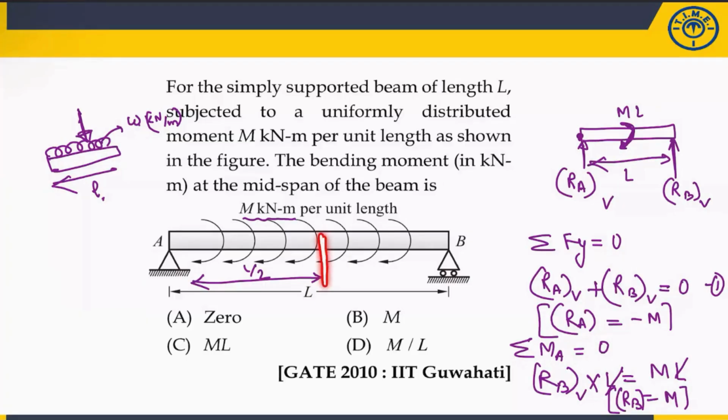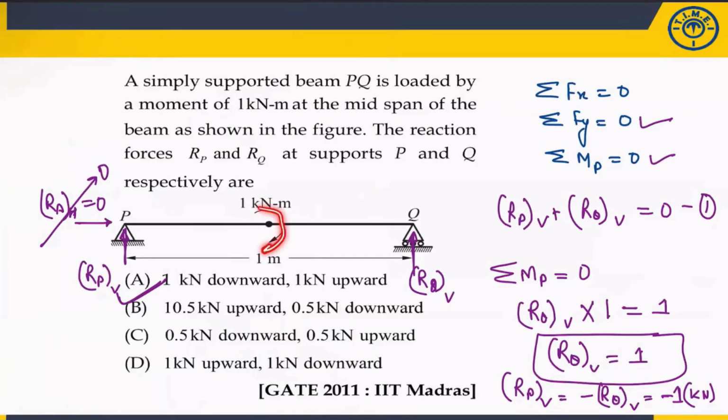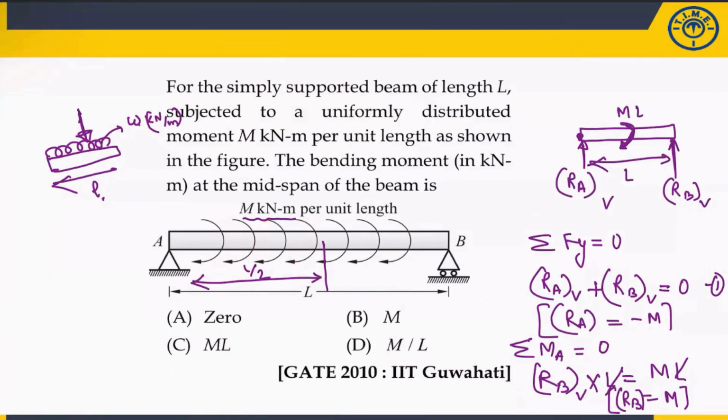So RA and RB you got, but what you have to calculate? You have to calculate what is the bending moment at C. The previous question and this question both are similar. In the previous question they have given the concentrated moment, but now they have given the uniformly distributed moment. So how you will calculate? Again, bending moment at C point, let us suppose this is the C point. What will be the bending moment at C point? First of all, there will be a reaction which you got as RAV, which is nothing but minus M. Suppose if you want to calculate from other manner also, you will get the same.